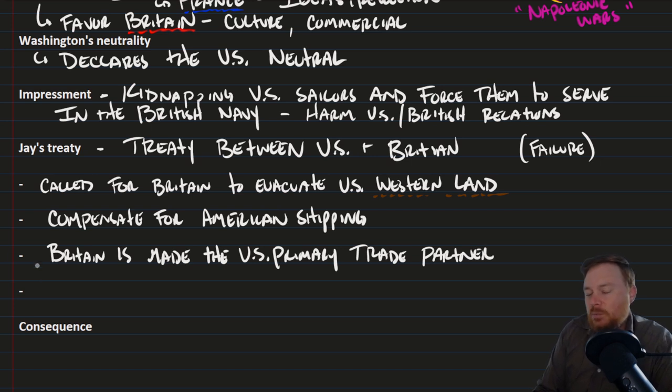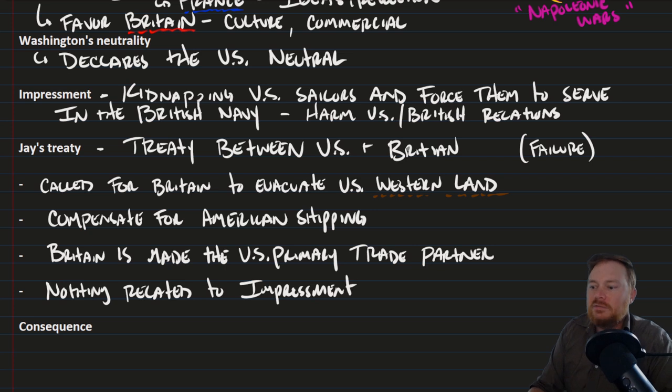And lastly, and this might be important, and this contributes to some of the failure of it, is that nothing related to impressment. And even some of these other criteria of the Jay Treaty, they don't really get enforced. And the number one issue, or one of the issues that the U.S. had with Britain, impressment, there are no clear resolutions to that problem.